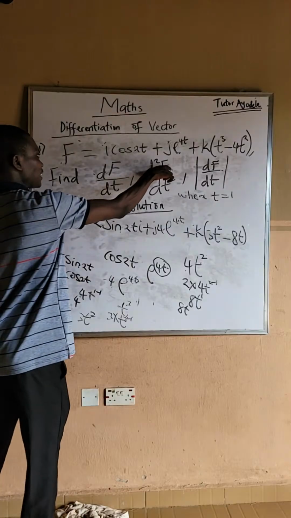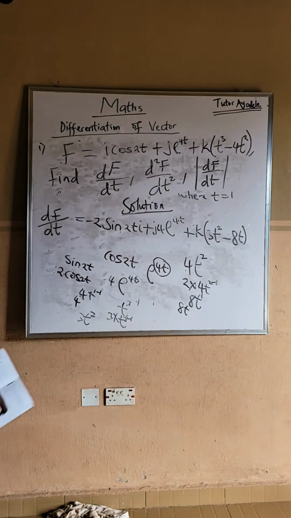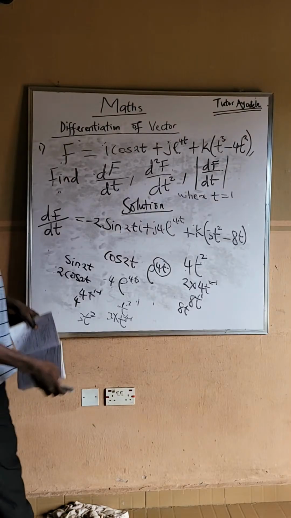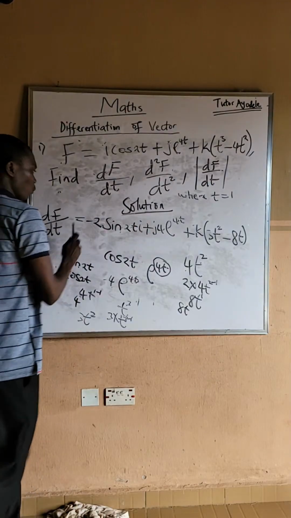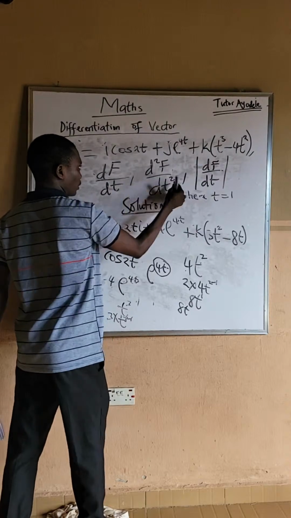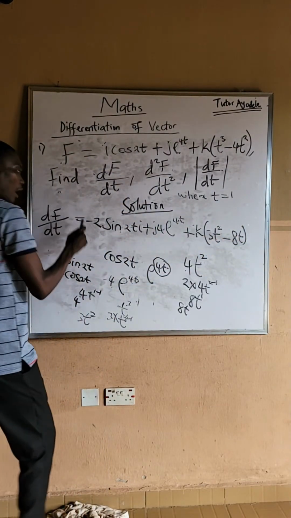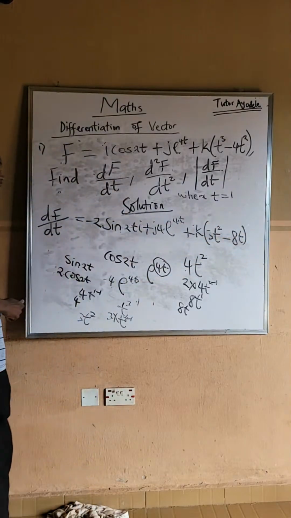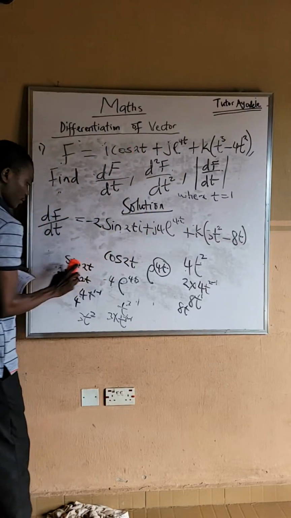Then let's differentiate again for the second time, which is this. Which means we differentiated for the first time is this. So to get the second time, which is the second derivative, I'm going to differentiate this again. Alright, let's differentiate it again to get this.